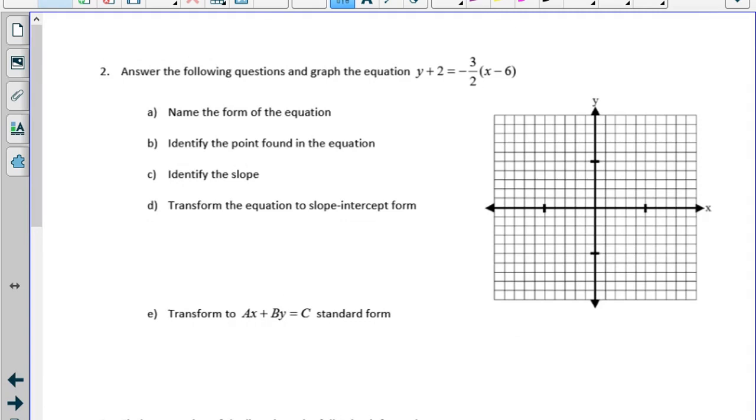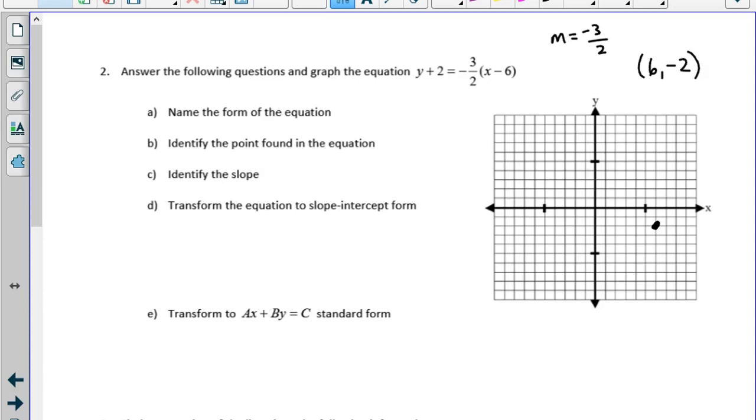Okay, answer the following questions and graph the equation. First thing we're going to do is graph the equation immediately because I want to practice a little bit more graphing from point slope form. If I take a look at this, my slope is -3/2. We have not graphed anything with a negative slope yet, but it's not that complicated. It's an algebra 1 concept. The point on the graph is 6, -2. So I'm going to take 6, -2, plot that point, and then my slope is -3/2.